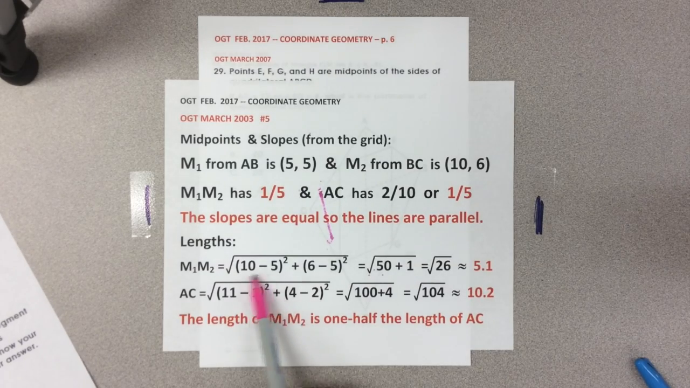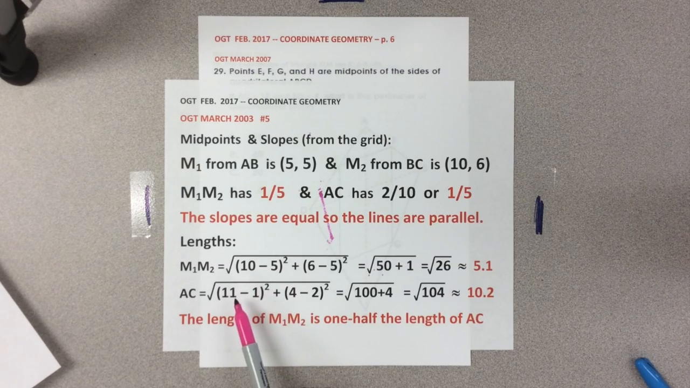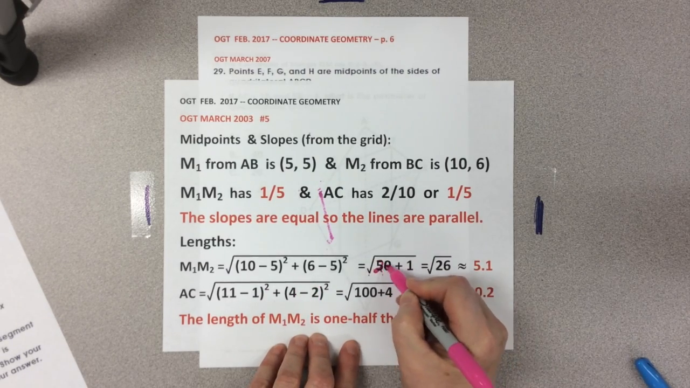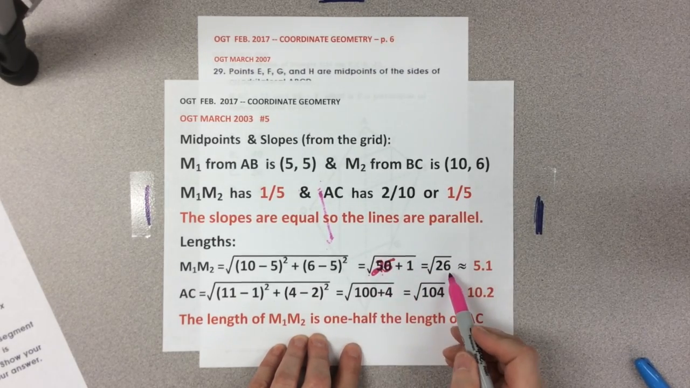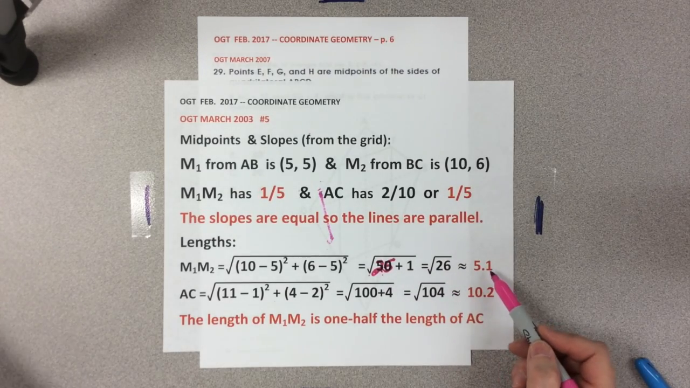So I just do the math. You have to subtract because it's in parentheses. This gives me 5 squared, which is 25, and 6 minus 5 is 1 squared. This should say 25. Excuse my typo here. That should be a 25. And 25 plus 1 is 26. Okay, the square root of 26 is about 5.1.